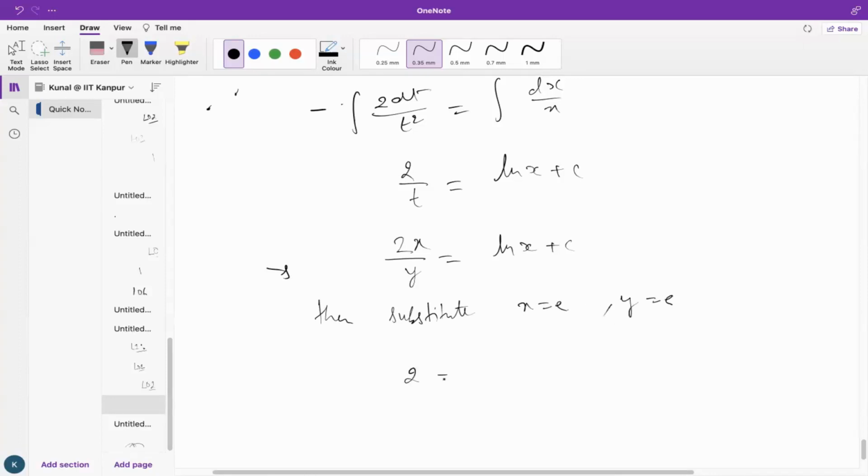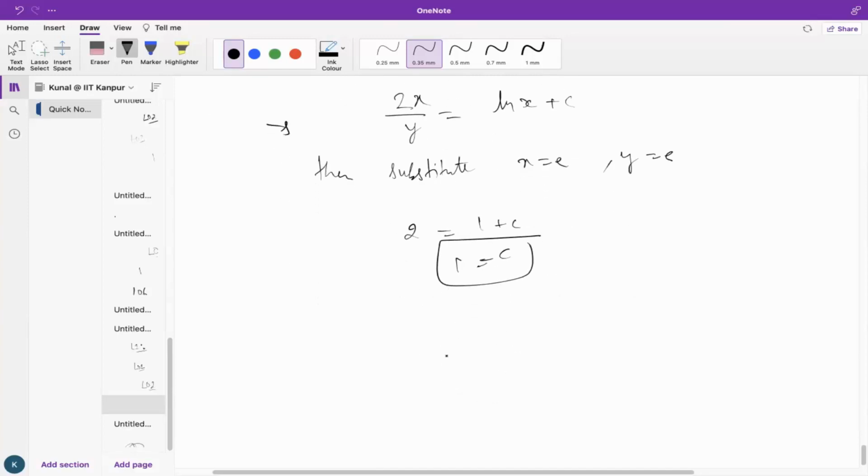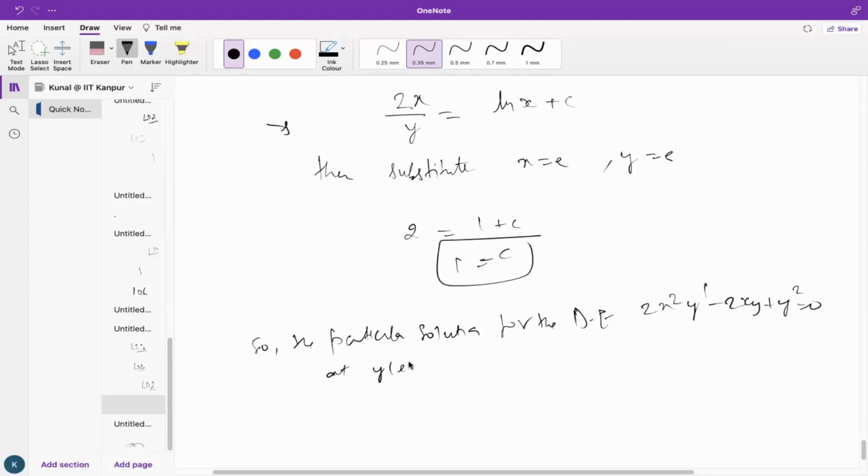So just write it here. You will get 2, and ln e value will be 1, so c value will be 1. So the particular solution for the differential equation 2x square y dash minus 2xy plus y square is equal to 0 at y is equal to e is y into ln x plus 1 is equal to 2x.